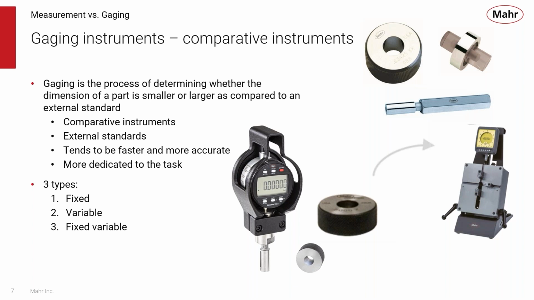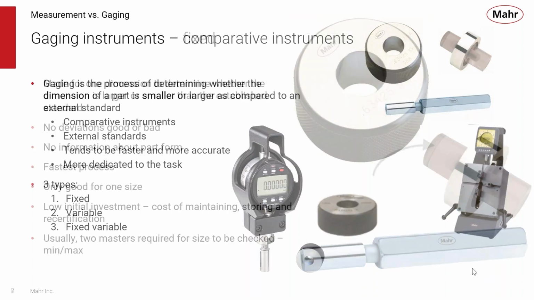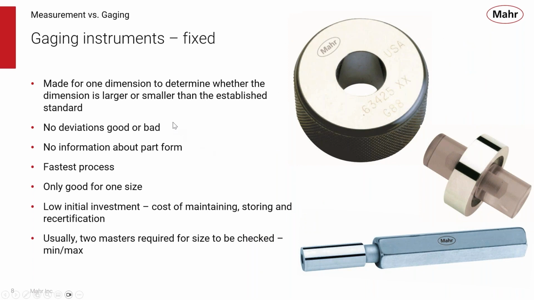They are going to be just as fast as a fixed gauge. So the fixed variable is really the best of both worlds, in that it's going to be just as fast as a fixed gauge, but you can actually get actual measurement results out of it like a variable. So again, gauging instruments, fixed.